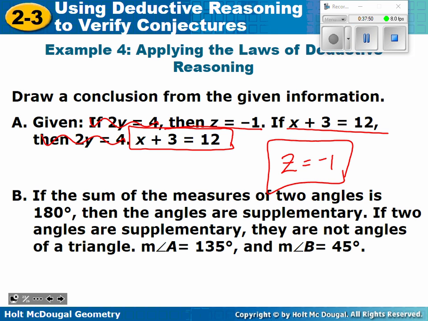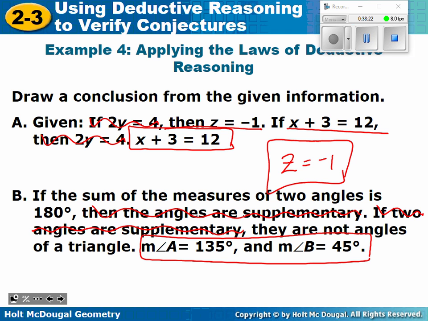Okay, the angles are supplementary. So what I usually do is just get rid of those. Again, you see two if-then statements, right? So we're still dealing with law of syllogism. So if the sum of the measures of two angles is 180, then the angles are supplementary. If two angles are supplementary, then they are not angles of a triangle. So we can say if the sum of the measures of two angles is 180, then they are not angles of a triangle. Agreed? Okay, so then here's what they give you.